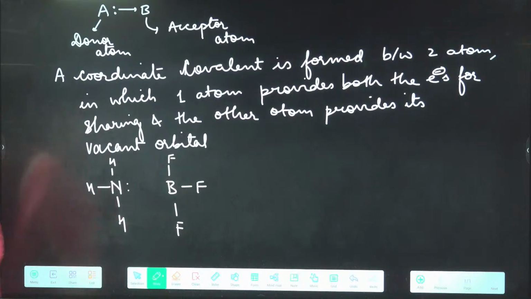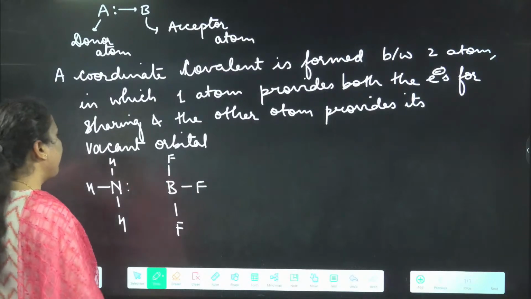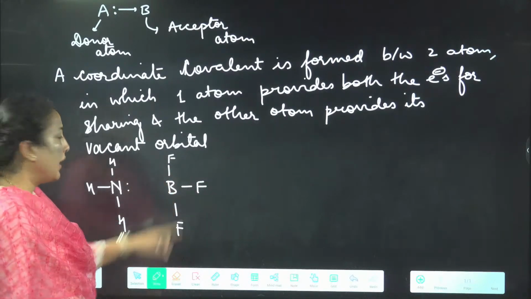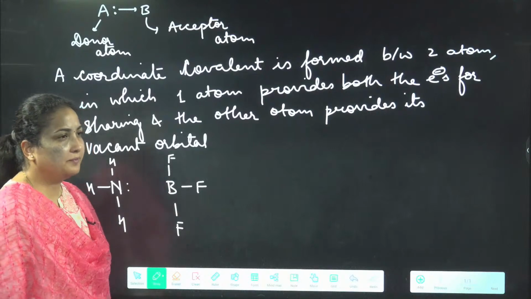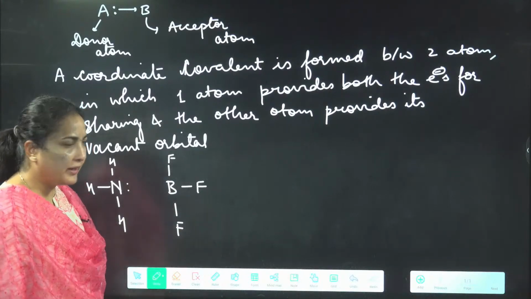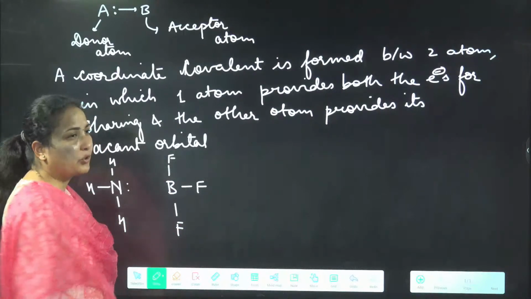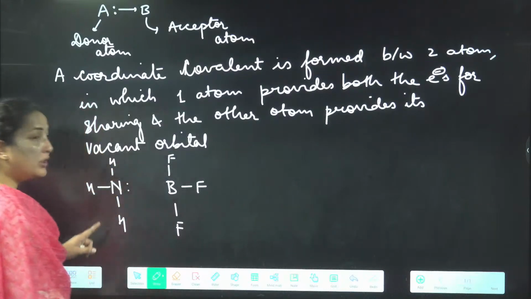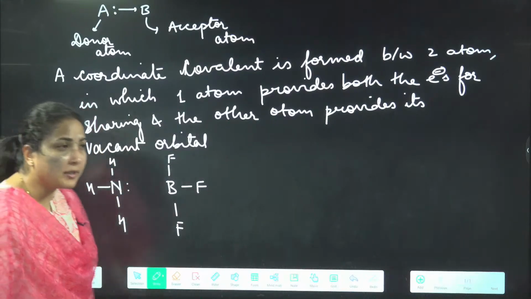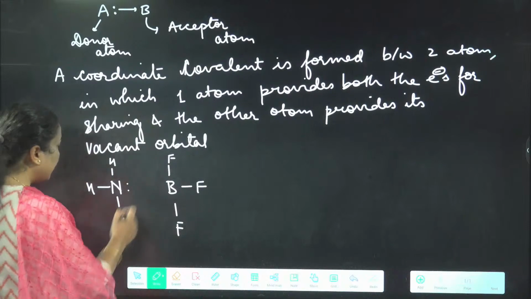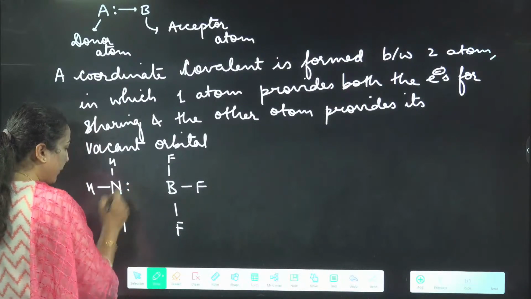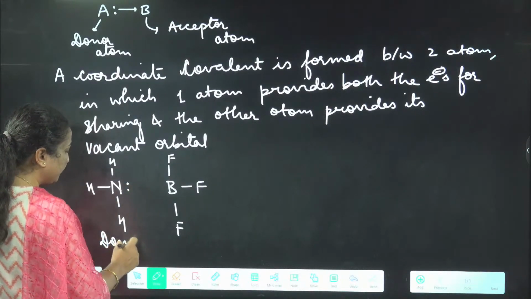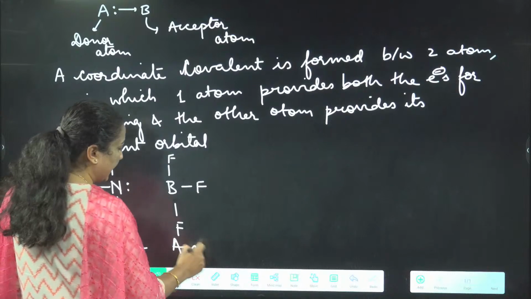Right? Now the thing is, in case of boron, are you having its octet complete? It doesn't have its octet complete. It just has 6 electrons around it. So it wants to have its octet complete. Around this nitrogen, are you able to see its octet is complete? Right? And it is also having a lone pair, right? So this is basically donor and this is basically acceptor.